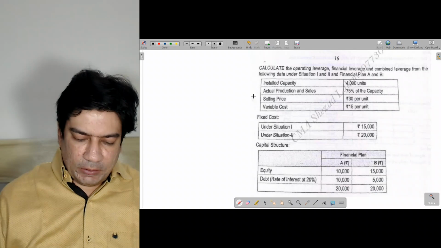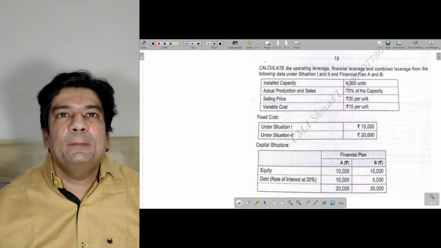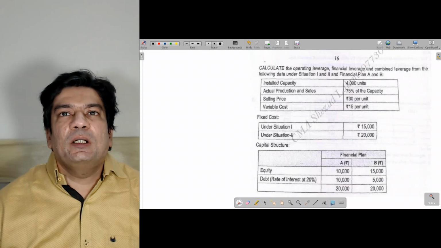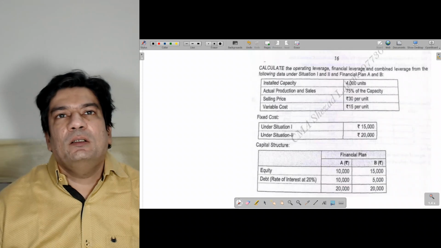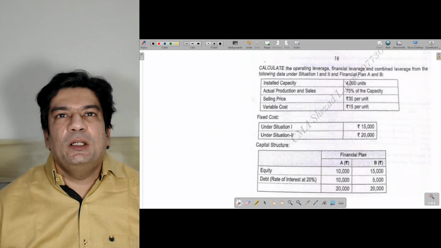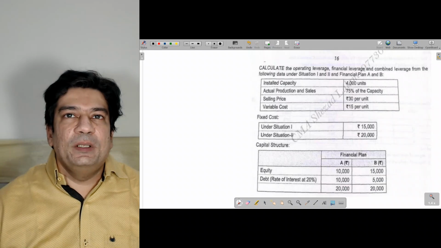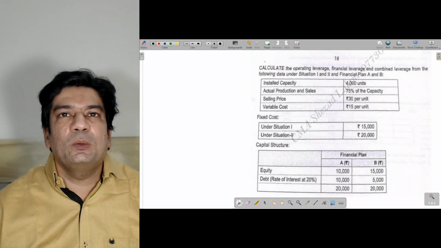So now we are starting with sum number 16. Calculate the operating leverage, financial leverage and combined leverage from the following data under situation 1 and 2 and financial plan A and B. So we have an installed capacity of 4000 units.